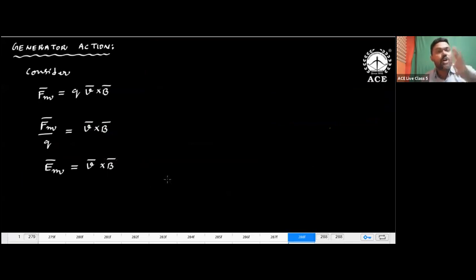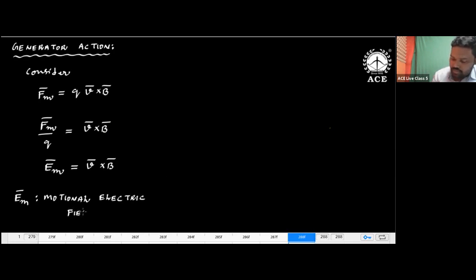Remember, this electric field is not due to charge, but it is due to the velocity with which the loop is moving, rotating, angular velocity or velocity, whatever it may be, in the presence of magnetic field. It is not your electrostatic field, beta. It is the motional electric field. This is called motional electric field.